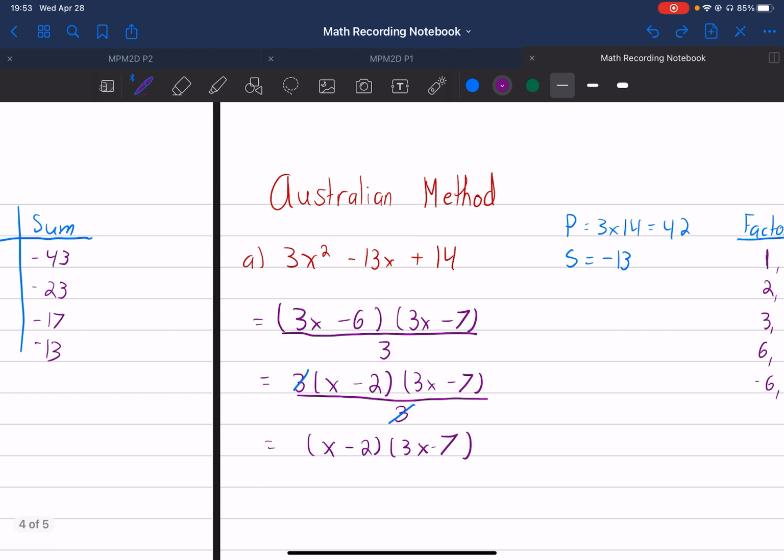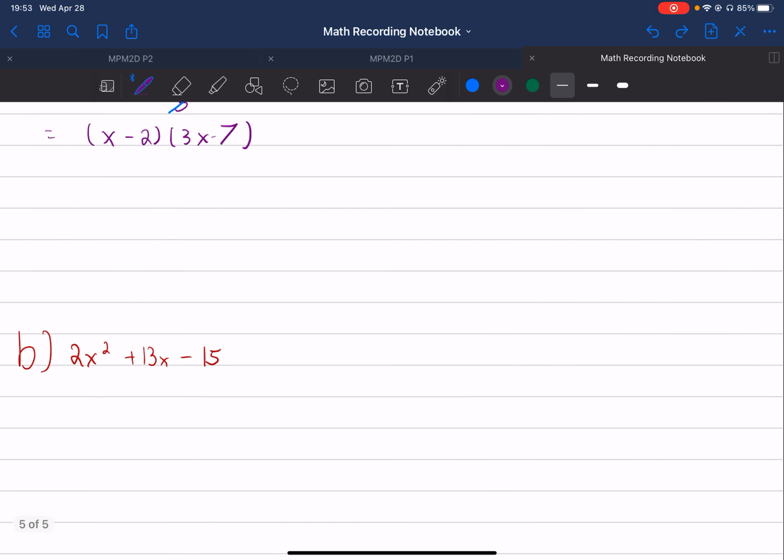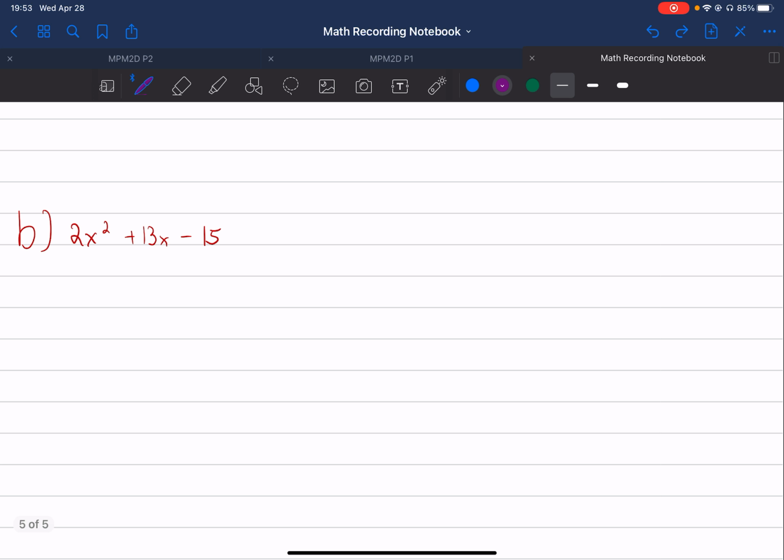So we're going to do another version of the Australian method again here. Our first step is to get our new product, because we can see that this is a complex trinomial and we cannot common factor out that 2. So our new product is going to be that 2 times negative 15. Again, I'm going to switch that x to a lovely little dot, which gives us negative 30. And our sum remains 13. So let's try this out.